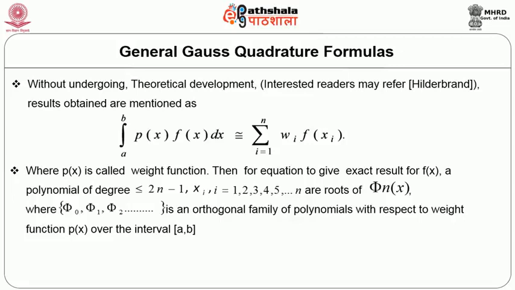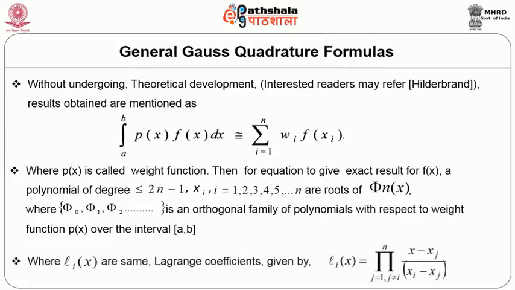And once we know these x1, x2, xn, then the weights are determined in the same fashion. Wi's are nothing but the integral from a to b of Li(x) dx, where Li(x) is the Lagrange coefficient given by the product of (x minus xj) upon (xi minus xj), where i is different from j.